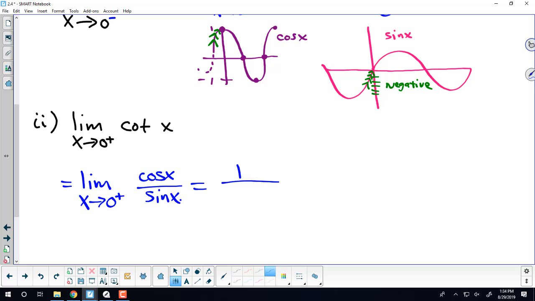Cosine is still approaching 1 as x approaches 0 from the right. Denominator, again, still approaching 0, sine still approaching 0, but this time through positive values. Because we're approaching 0 from the right, we have to approach through these values here, and these are all positive. So as x approaches 0 from the right on cotangent, the cotangent function approaches positive infinity.